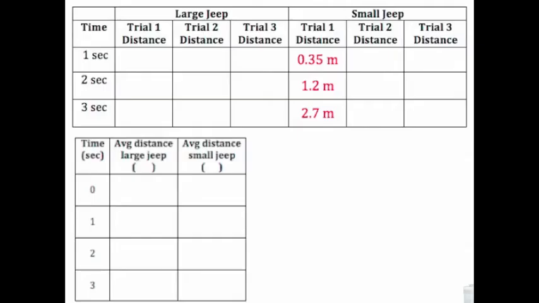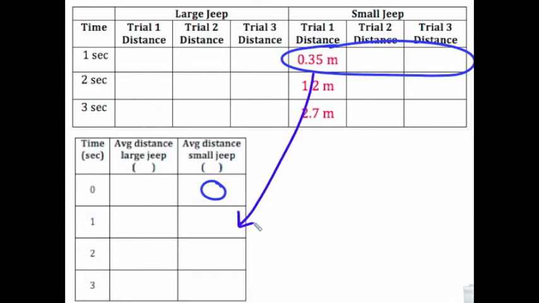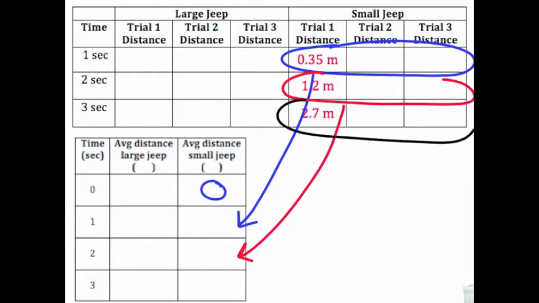With all 3 trials complete, it's time to go to the data table. At time 0, the Jeep had gone 0 meters. We want to average all of the distances for 1 second and put them here on your data table for 1 second. We want to average all the distances at 2 seconds and put them on your data table for 2 seconds. We want to average all of the distances for 3 seconds and put them in the last spot on your data table.